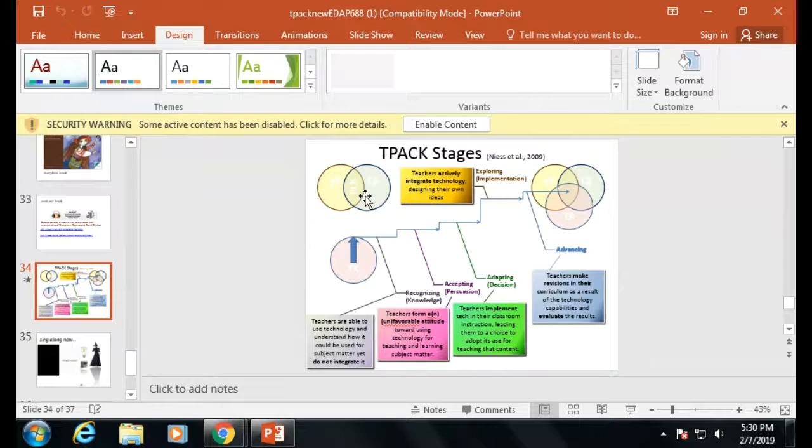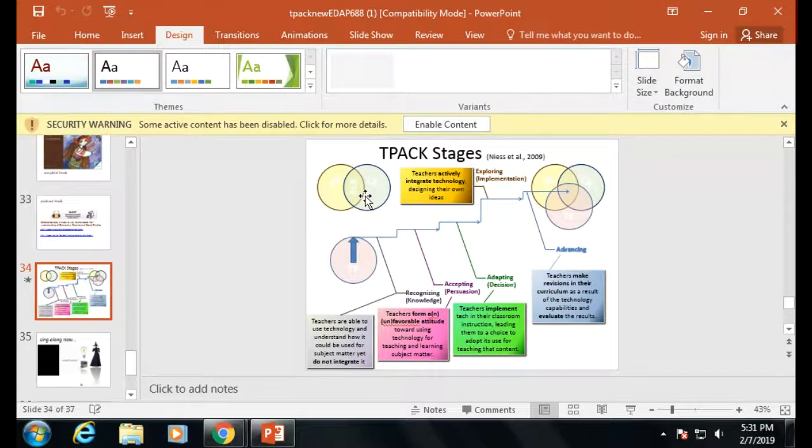Now, when we then step in, and when I say we, you understand that I'm talking to you as people who are interested in this, who I refer to as technologists. In other words, you're drinking the Kool-Aid, or you've already drunk the Kool-Aid, and you believe in what we're talking about here. And so when we step in, what happens is teachers will form an unfavorable or favorable attitude toward using technology for teaching and learning subject matter. And this is where that tenet, that mantra of TPACK must occur.